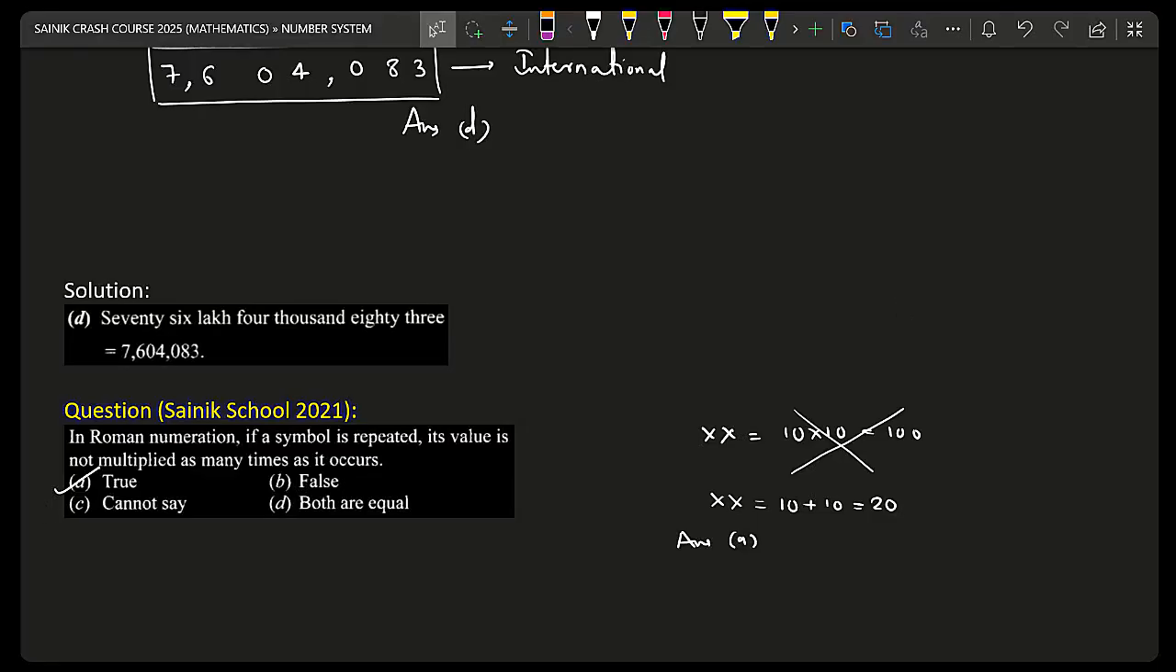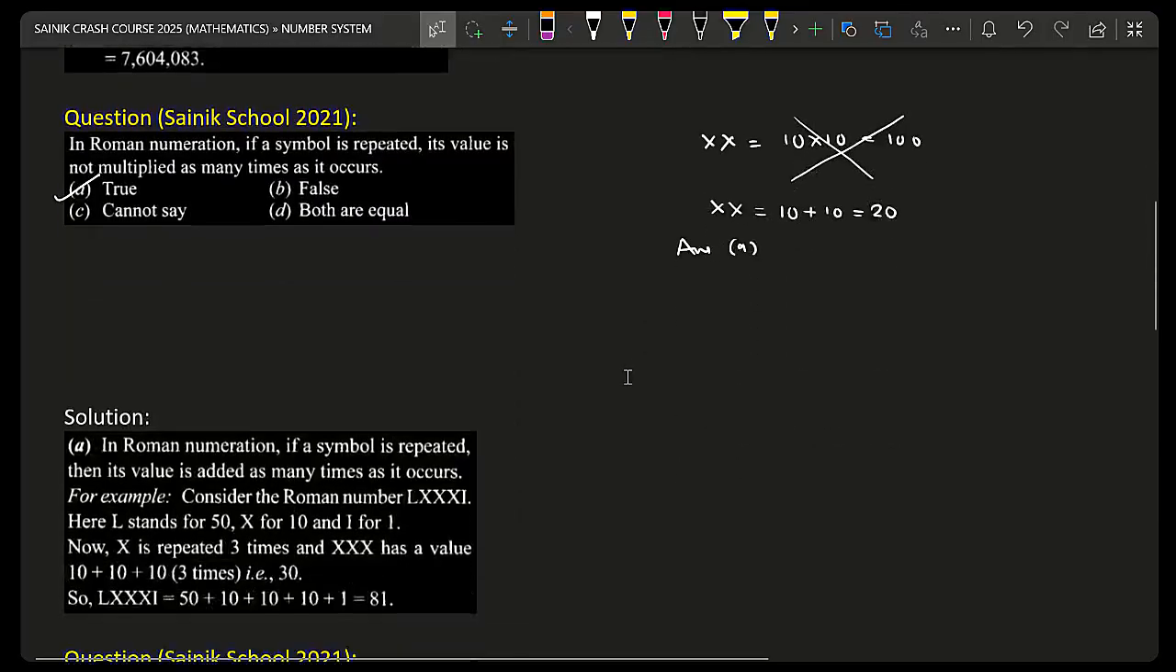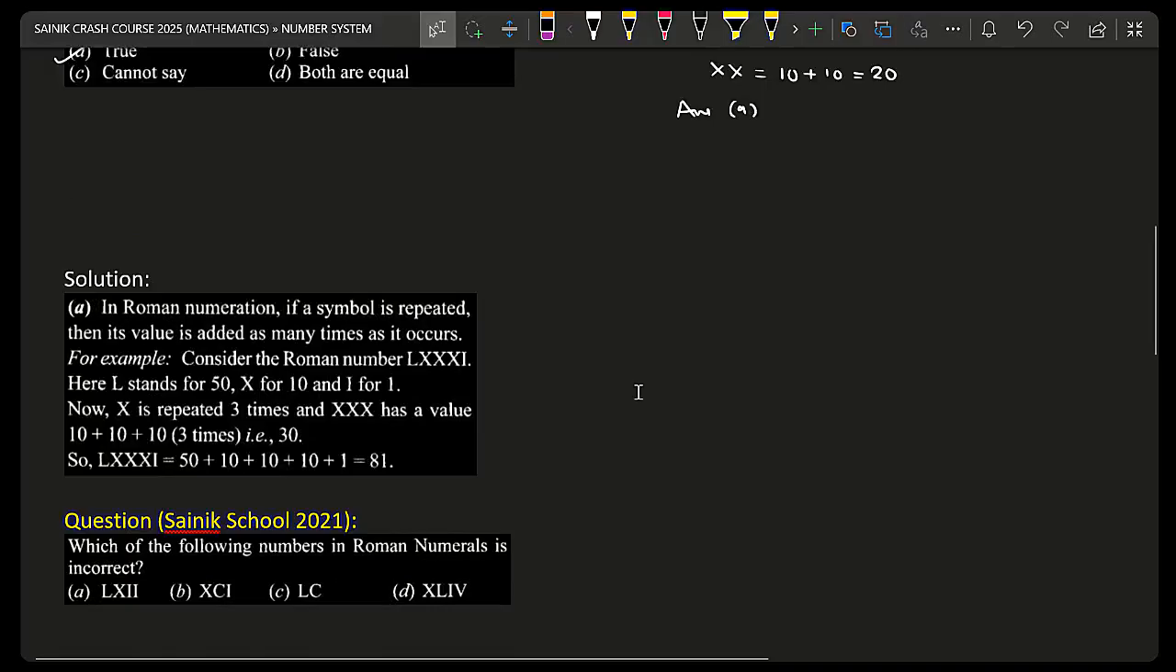So option C, everybody is saying option C for this question. It is wrong. It is true. The statement they gave is true. Okay, all of you try the next question now.